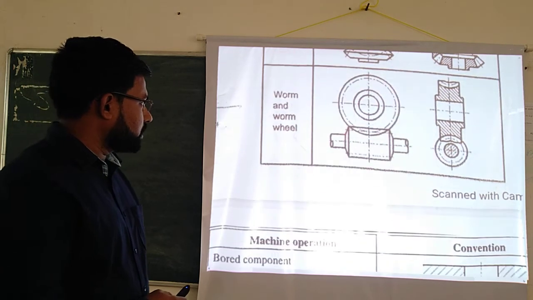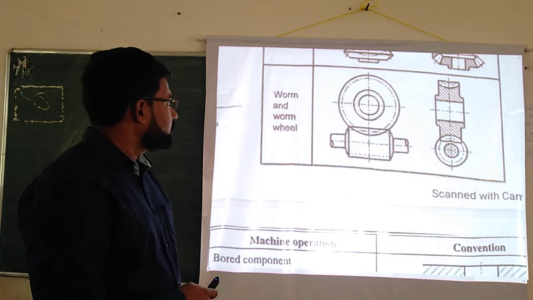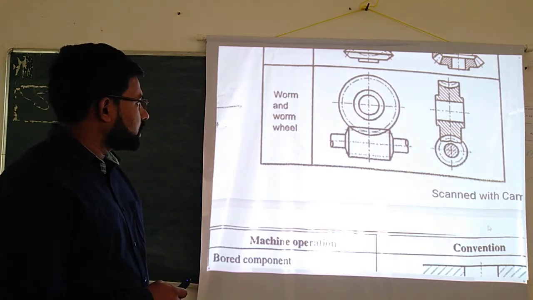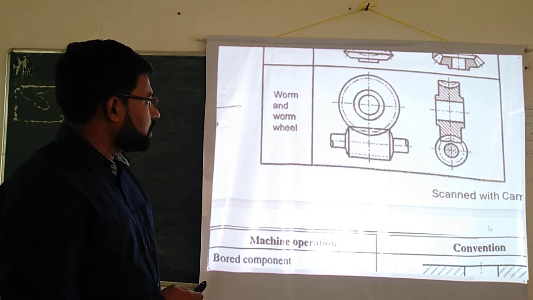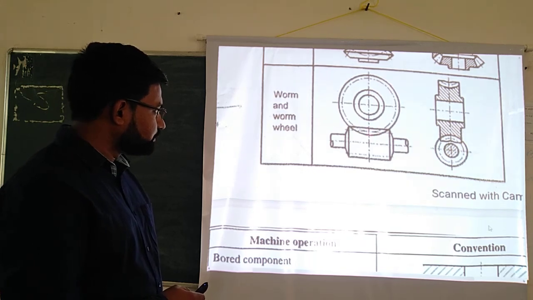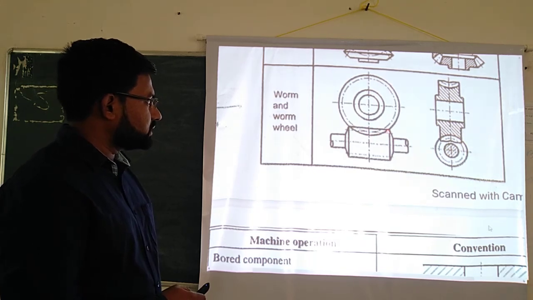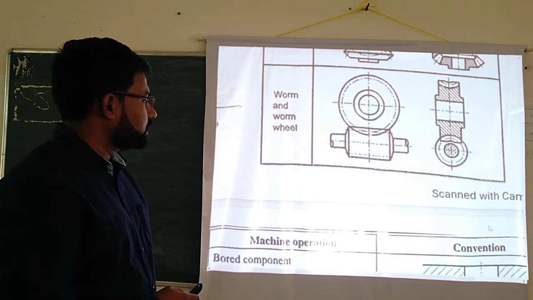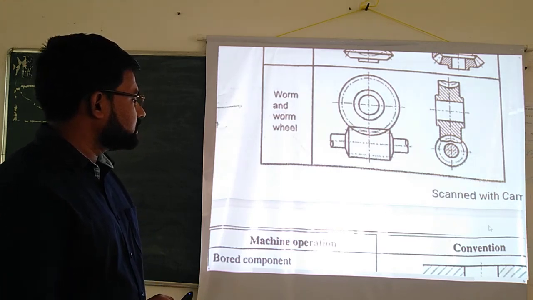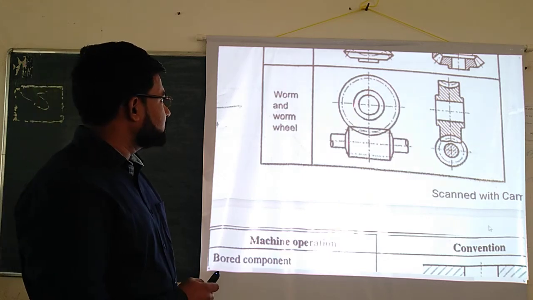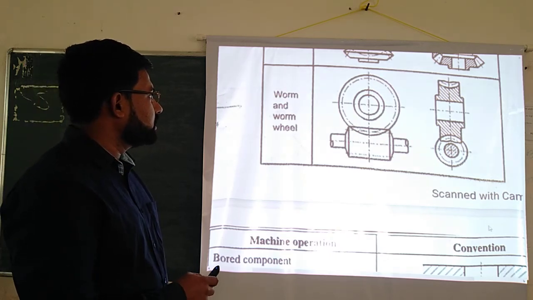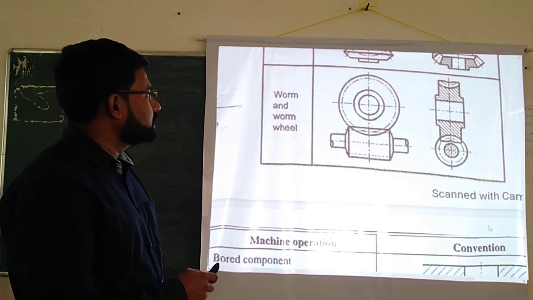Next, worm and worm wheel. So this horizontal member is called the worm. On the circumference of the worm, the threads or the teeth are provided. It looks like a screw. So this is called the worm, and this is the worm wheel. On this wheel, the teeth are provided.